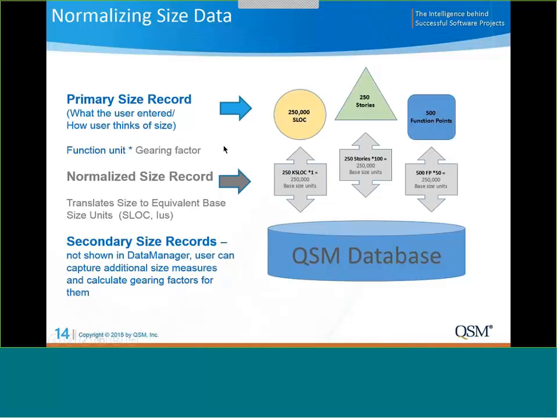So we need the gearing factor to map all of these to our normalizing size record, and that is usually implementation units or source lines of code, something like that. This is our way of comparing projects one to another. You can also have secondary sizing records. Perhaps you would also like to know the number of requirements that are implemented by either the stories or the function points. This data was available in Data Manager, but it just wasn't all in one place.